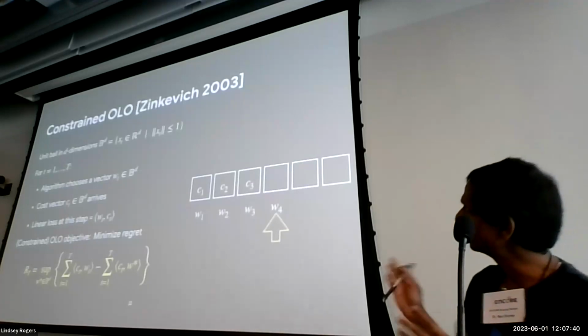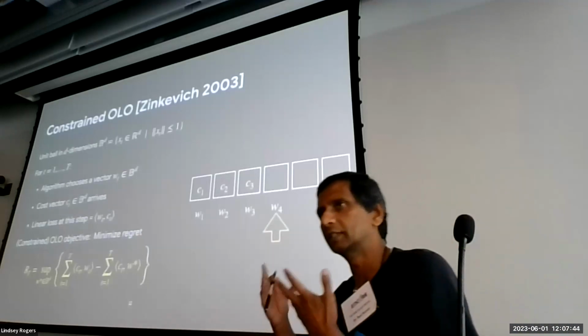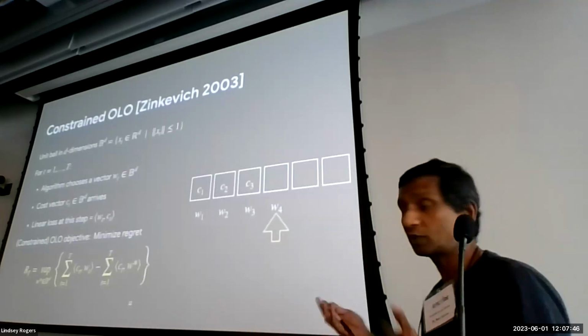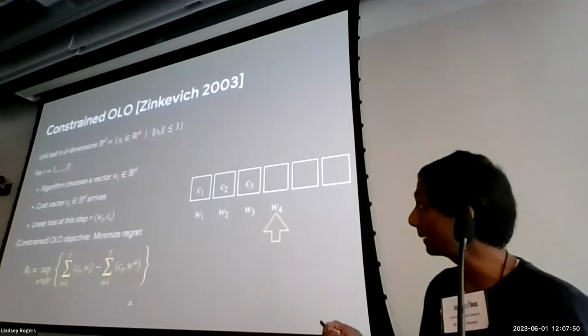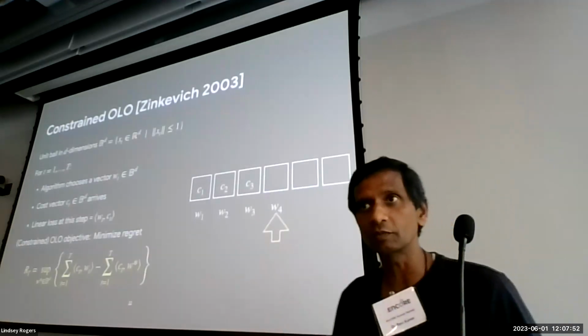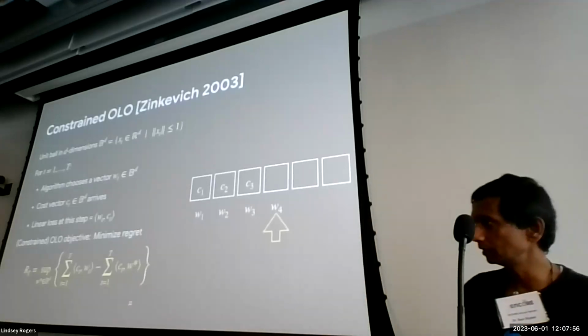It's a very nice problem. It captures many things, including portfolio selection, stochastic gradient descent, and many kinds of continuous optimization problems are captured by this formulation. There's a nice book by Elad Hazan. The whole book is devoted to this problem.